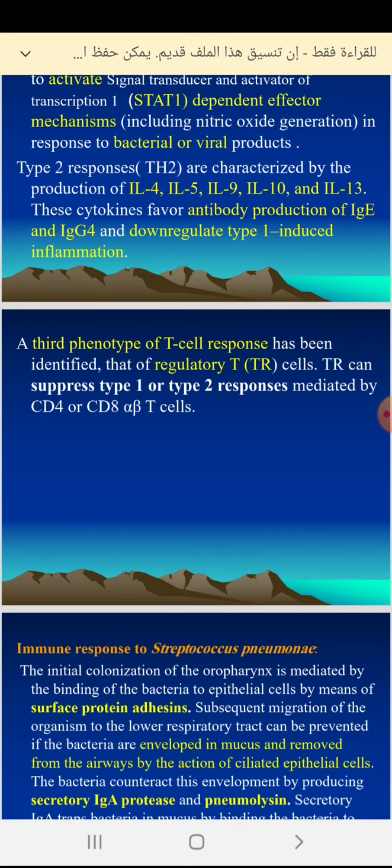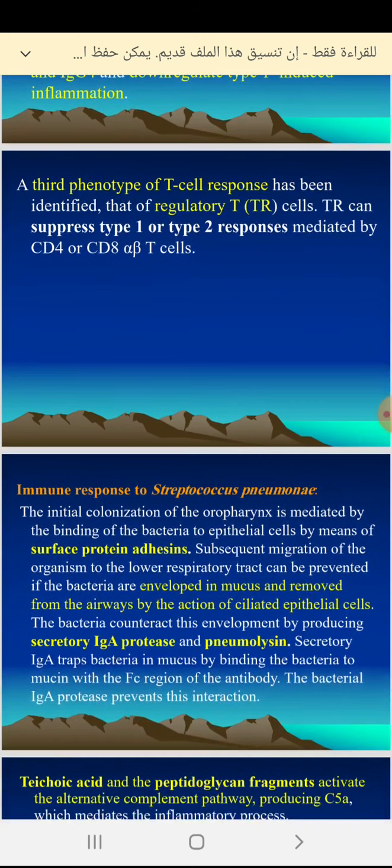These cytokines favor antibody production of IgG, IgE and IgG4 and downregulate type 1 induced inflammation. The third phenotype of T cell here is regulatory T cells, which will be responsible for regulation of the immune response by suppressing either the type 1 or type 2 immune response.